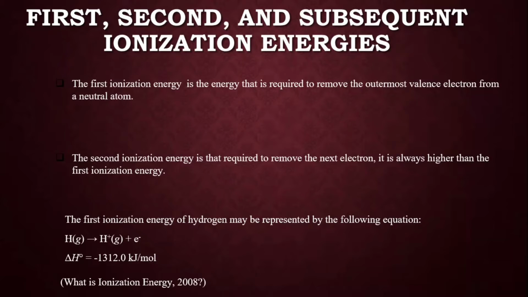Take, for example, an alkali metal atom. Removing the first electron is relatively easy because it is the last that gives the atom a stable electron shell. Removing the second electron involves a new electron shell that is closer and more tightly bonded to the atomic nucleus. The first ionization energy of hydrogen may be represented by the following equation that is given below.